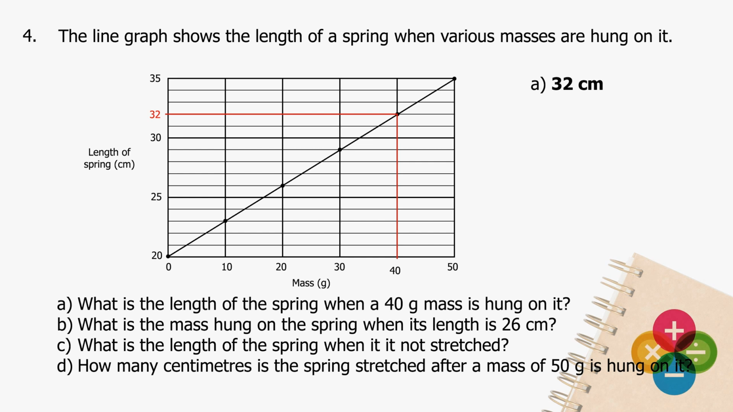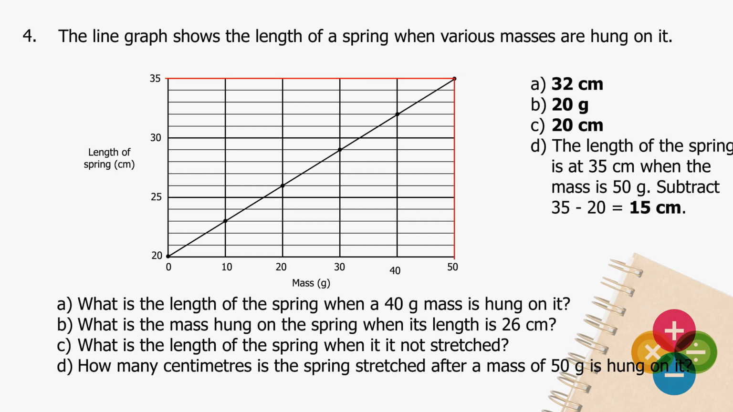With reference to the mass at 40 grams, draw a vertical line to the intersection point. It will reference 32 centimeters. The answer for A is 32 centimeters. With reference to the length at 26 centimeters, draw a horizontal line to the intersection point. It will reference 20 grams. The answer for B is 20 grams. With reference to the mass at 0, when the spring is not stretched, the length of the spring is 20 centimeters. The answer for C is 20 centimeters.